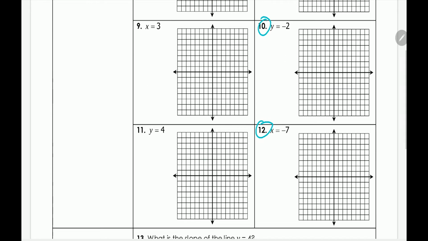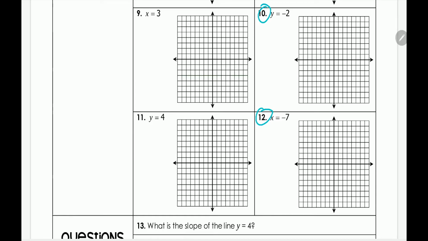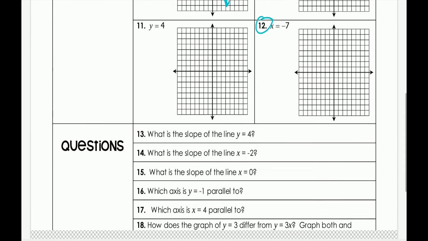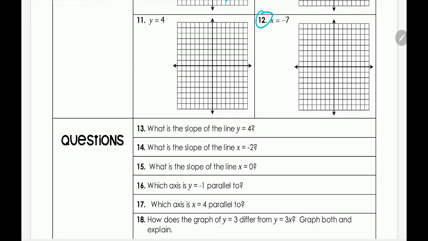Let's move on to number 9. So number 9, we have x equals 3. That's an x-intercept, so we're going to write it down here. And since it's x equals, we know that's going to be a vertical line. So here is the graph of the equation. And next, number 11, we have y equals 4. So that tells me there's a y-intercept at 4. So 1, 2, 3, 4. It's y equals, so I know this is a horizontal line.